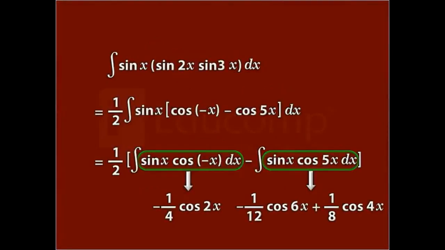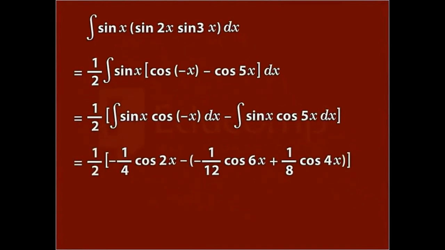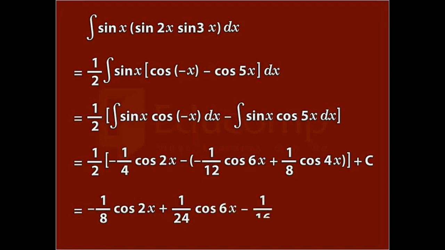These are the two integrals. We need to multiply by half and add a constant of integration, c, to the whole expression. Simplify it further to get the required integral as minus 1 over 8 times cosine of 2x plus 1 over 24 times cosine of 6x minus 1 over 16 times cosine of 4x plus constant c.